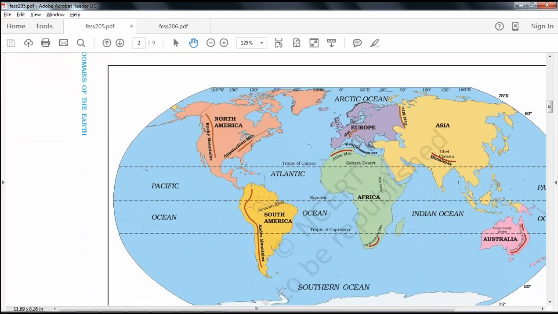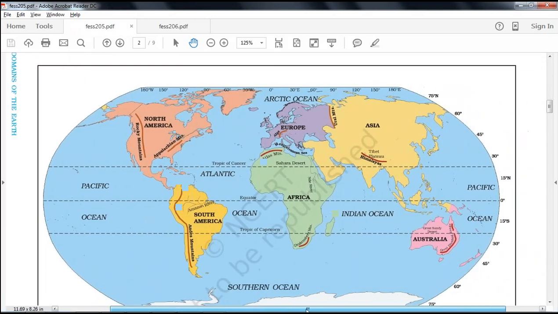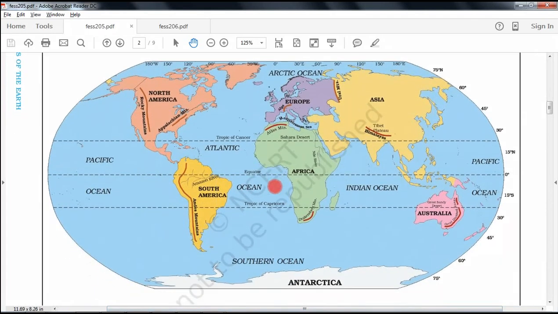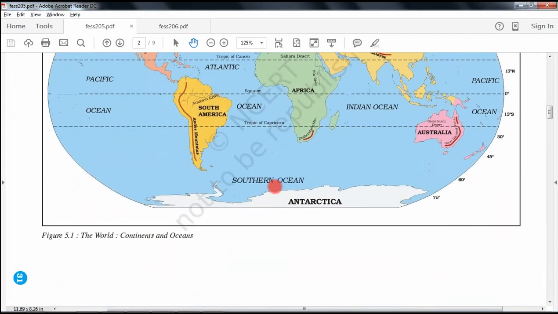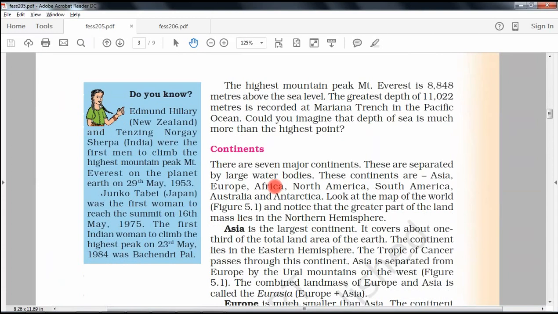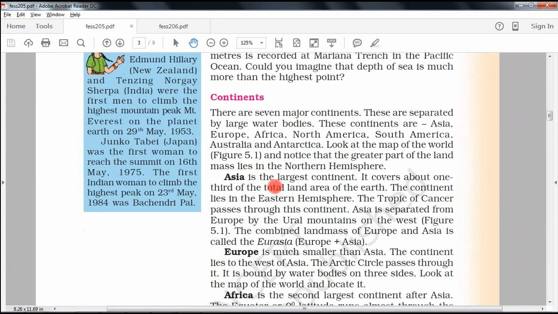So here one map is given, a map of landforms of Earth, particularly for the lithosphere. We'll come back again once we discuss each particular continent and ocean. So continents, the first division of lithosphere.